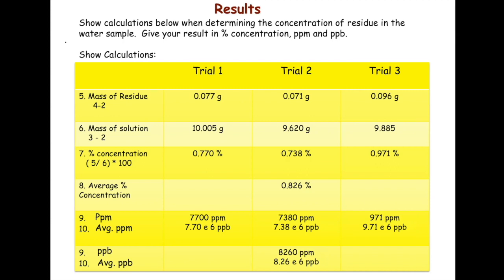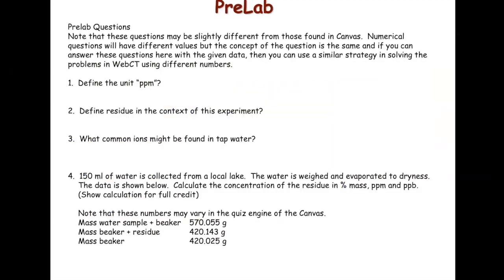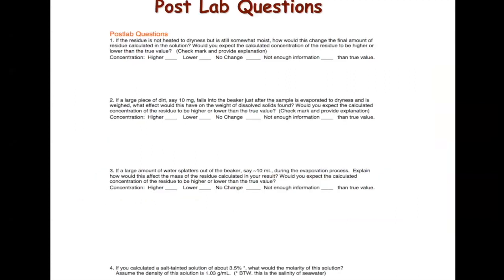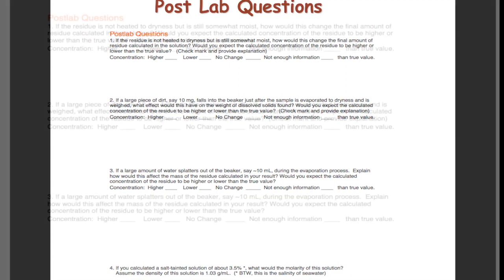Okay, like I said, this lab is not difficult. You've got a bunch of post-lab questions here asking you about what the residue and what common ions might be there. And then this particular question right here asks you, how would your results be influenced if some of the water splattered or some contaminant came in, or just different scenarios? Okay, so you guys can think about the experiment and think about how the percent concentration will be affected. Will it be higher than the true, lower than the true, or should there be no change? So that is your experiment.